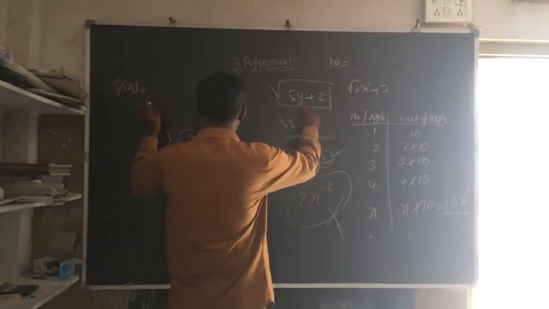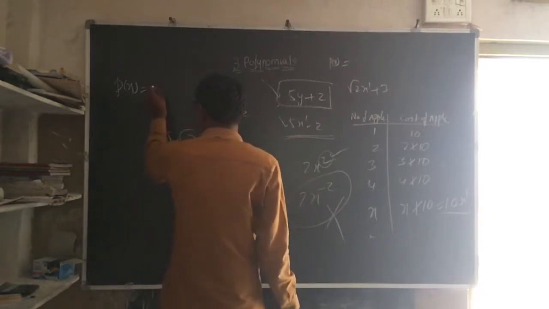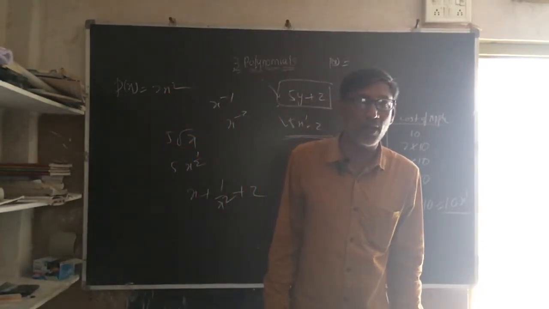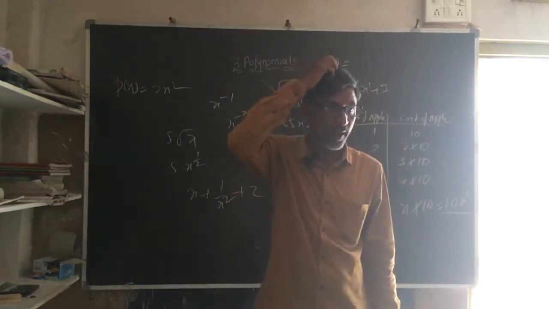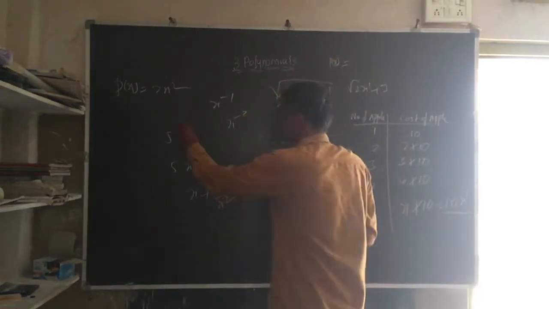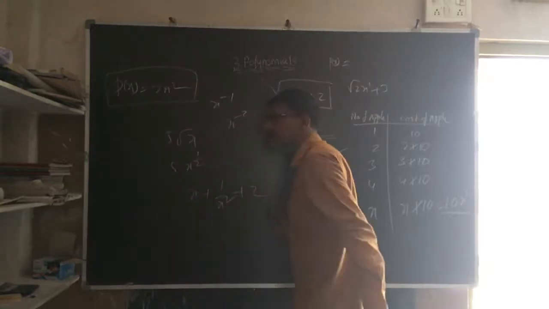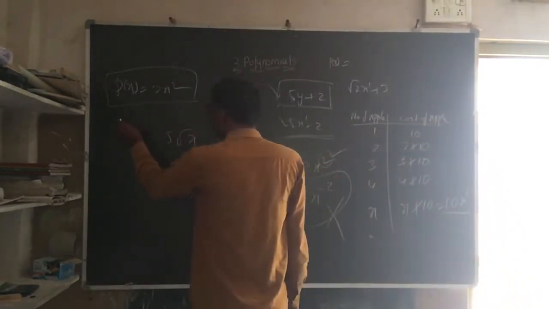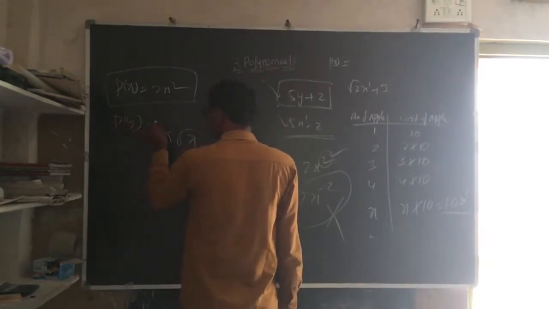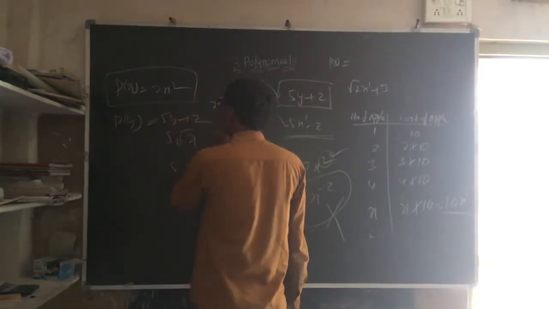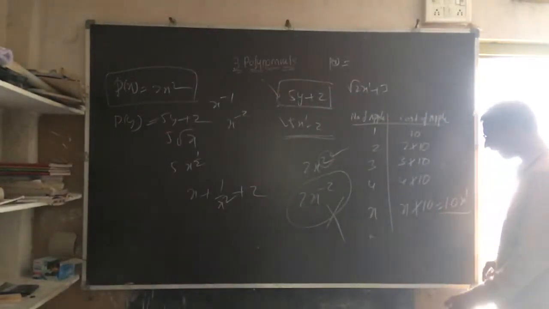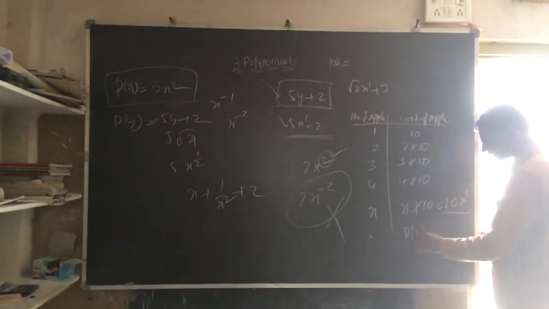Hereafter, we know these polynomials are denoted with p of x. P of x is equal to 2x square. Is there any doubt in it? 2x square is my polynomial. P of y is equal to 5y plus 2. We can represent it like this. This is another polynomial, 10x. You can write p of x is equal to 10x.